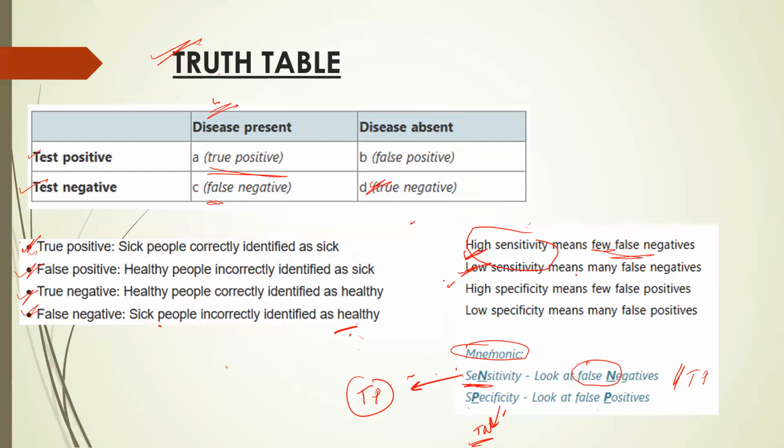So you can remember any one. I would suggest you remember high sensitivity. So high sensitivity means high true positive or few false negative. And on the other hand, high specificity means few false positives or high true negatives. Okay. So the other two become obvious then. Even this has been asked many times. So please memorize it.